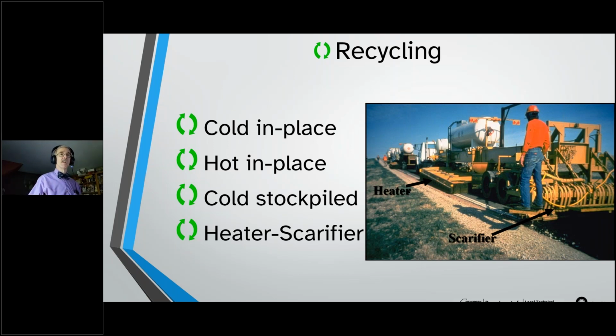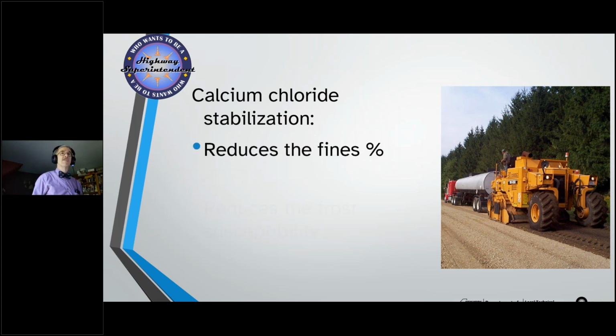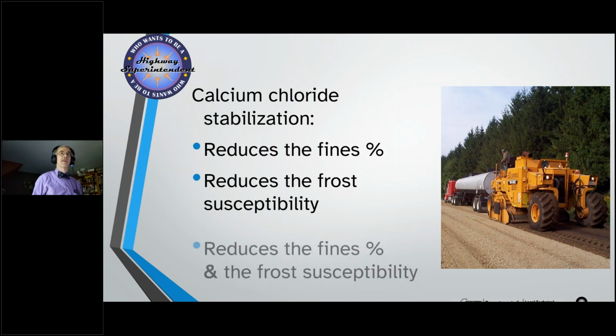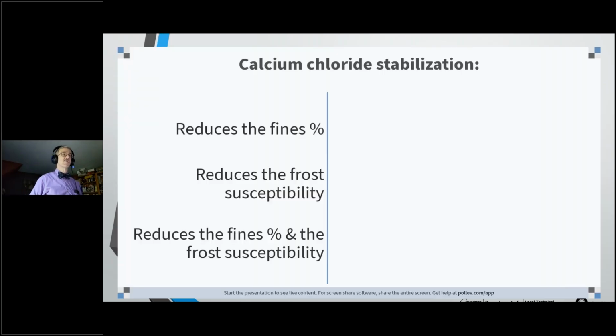Okay. Let's look at our next question. Calcium chloride stabilization reduces the fines, reduces the frost susceptibility, or reduces the fines and the frost susceptibility. So calcium chloride stabilization. Now we're getting full depth stuff. Which of those three is true?